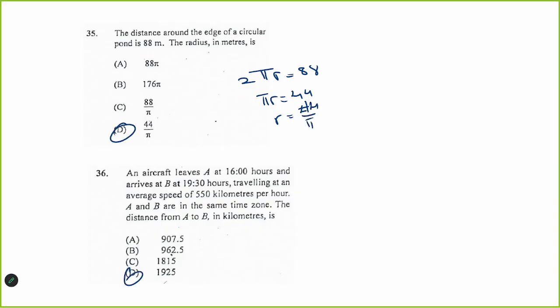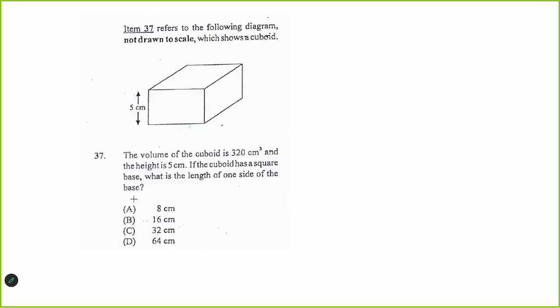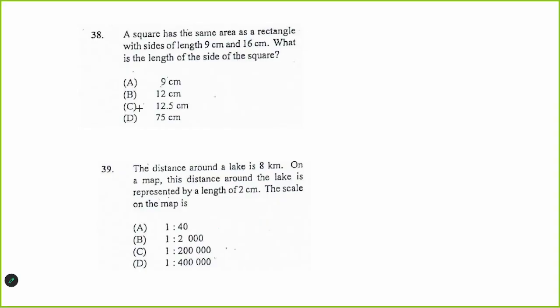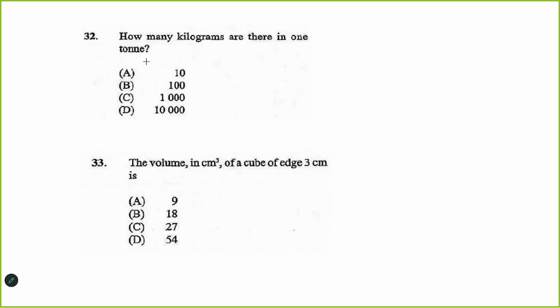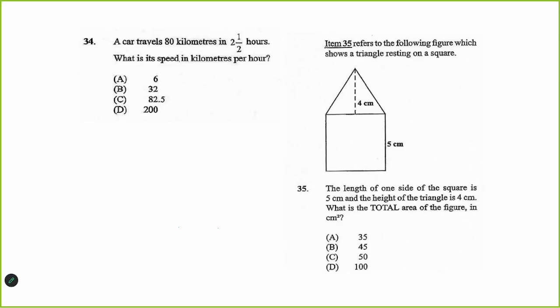This one here is 1,925. This one here is 8. This one here was 12 plus 9 by 16 is 144. Square root of 144 is 12. This one here is 2,800,000, which will turn to 1 to 400,000. May, June 2017, 1 ton is, well, sorry, 1,000. This is 27.